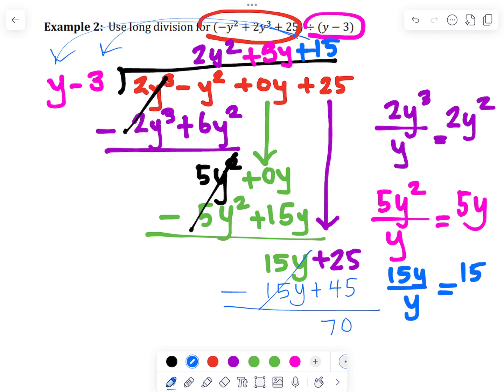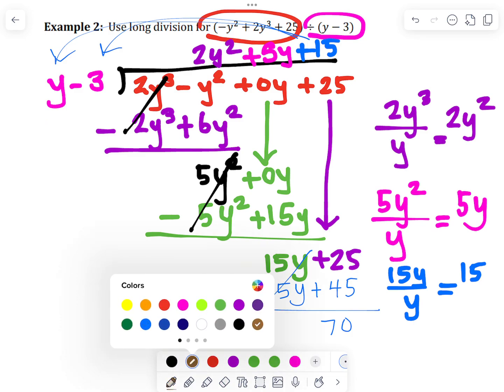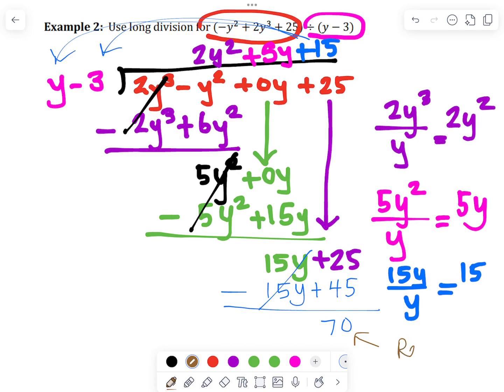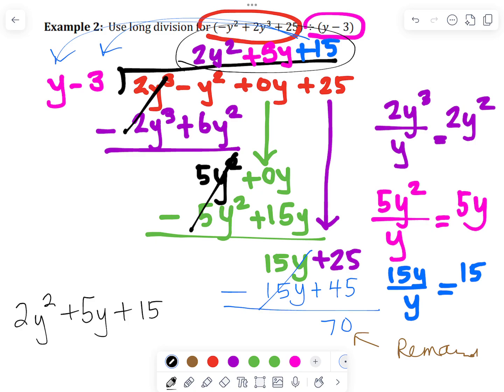Now we can't go any further. Y cannot divide into 70, so that's going to be our remainder. So this is our remainder. So how we write this answer, our answer is going to be 2y squared plus 5y plus 15, and then a remainder of 70 over what we divided by, y minus 3.